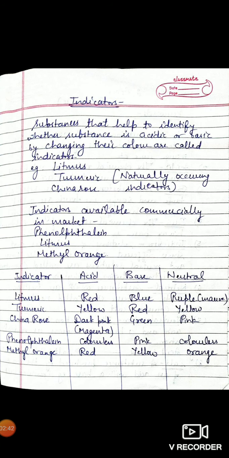The next topic is acid base indicators. Firstly, we should know what indicators are. To know whether a substance, or we can say a solution, is acid, base or neutral in nature, we use certain substances, and these substances are called acid base indicators. So in brief, the substances that help us to identify whether a substance is acidic or basic are called indicators.